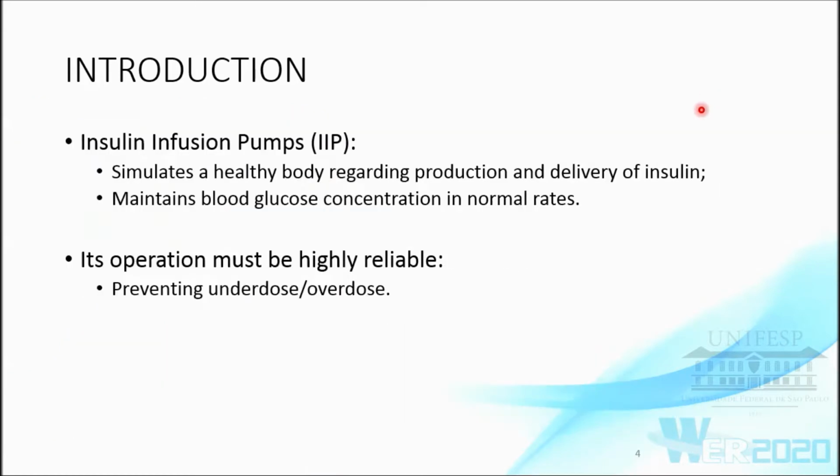And considering the challenge that diabetes poses, among its treatments advanced, we can mention the insulin infusion pumps. Those are automated equipments that simulates a healthy body regarding production and delivery of insulin. And its intention is to maintain blood glucose in normal levels. So as medical equipment, its operation must be highly reliable to prevent underdose and overdose that may put in risk the health of the user.